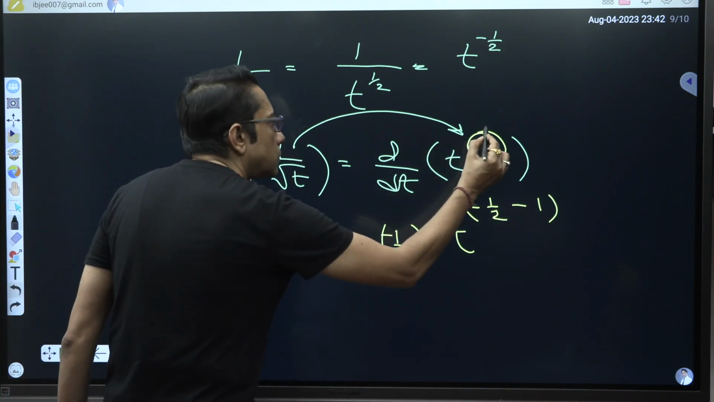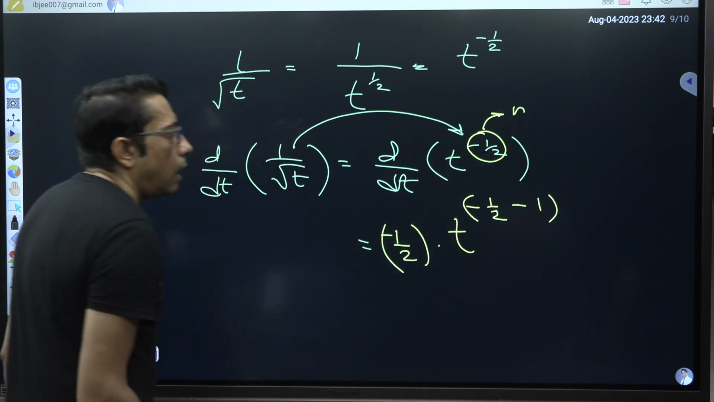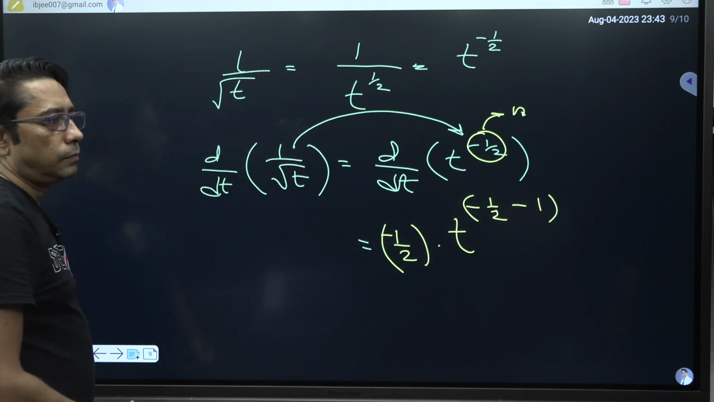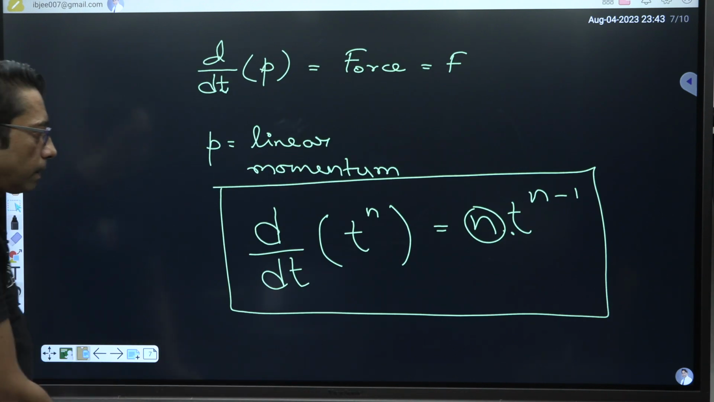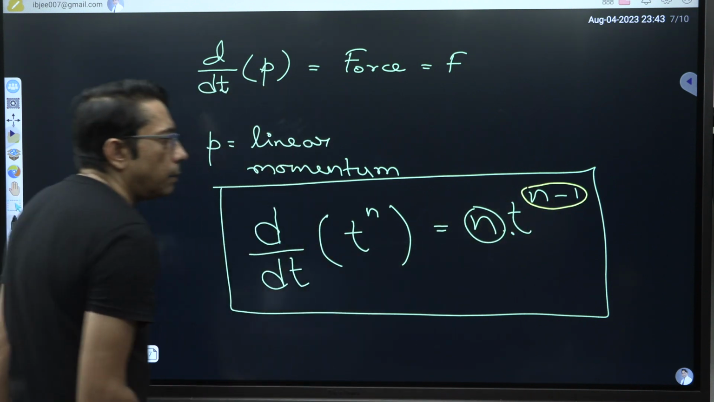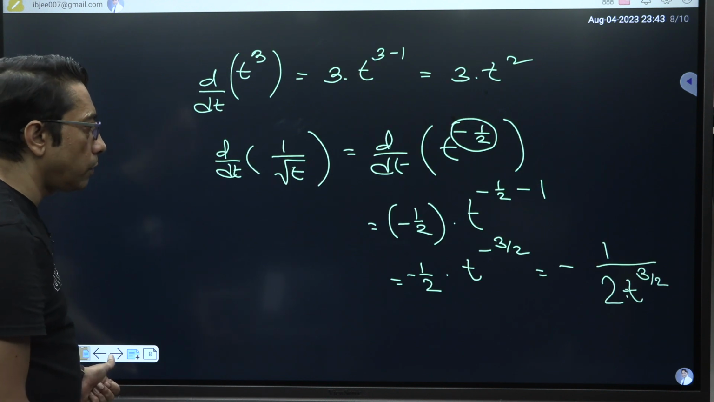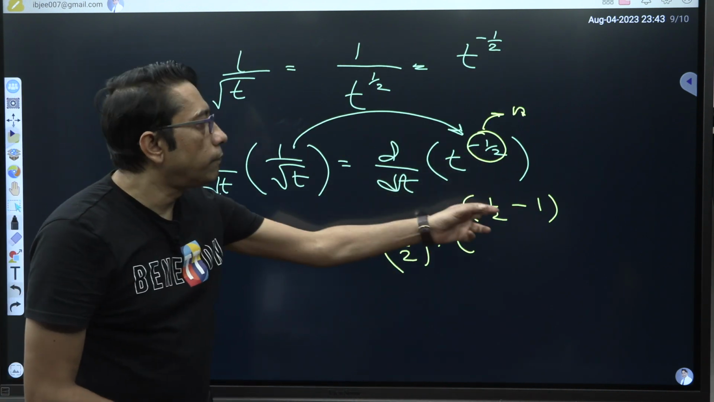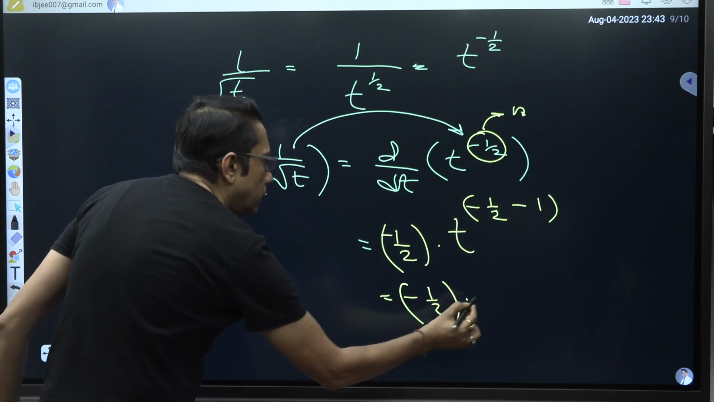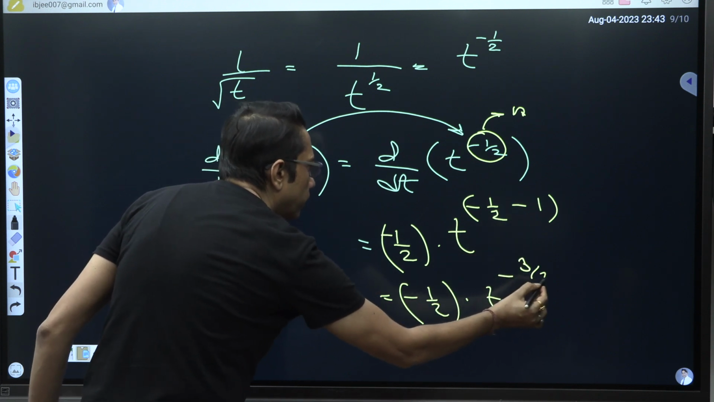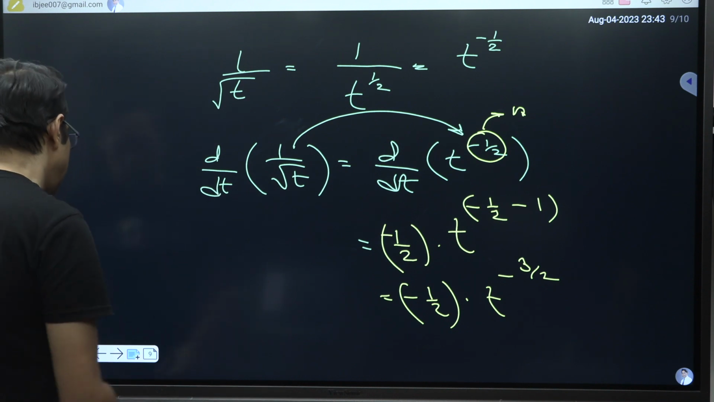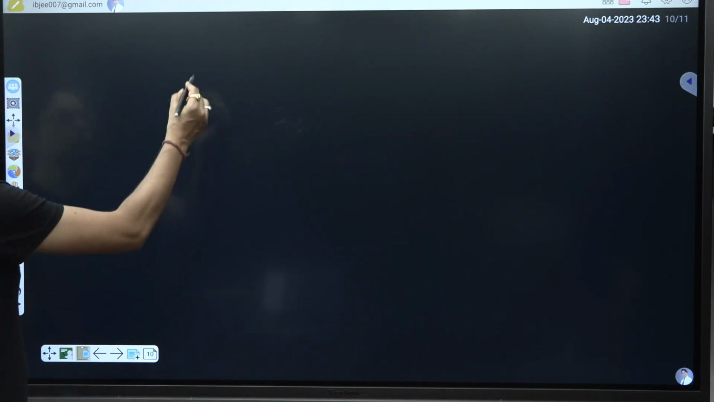If you consider this power, minus half, to be n, our formula suggests it should be n minus 1 here. Remember this: t to the power n, the power n comes first, and t to the power, what happened? The power decreased by 1. So here also the power decreased by 1: minus half minus 1. This gives us minus half times t to the power minus 3 by 2. That's it, only this part was there. Okay, let us move on. Let us do this thing.